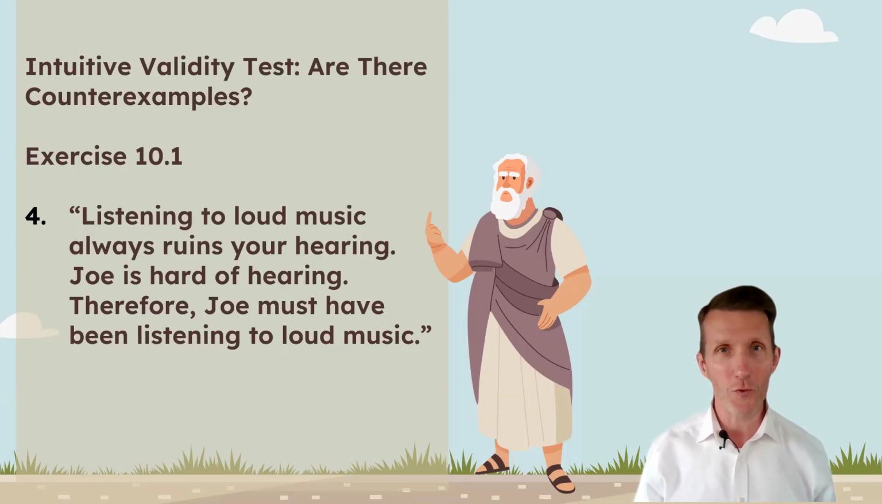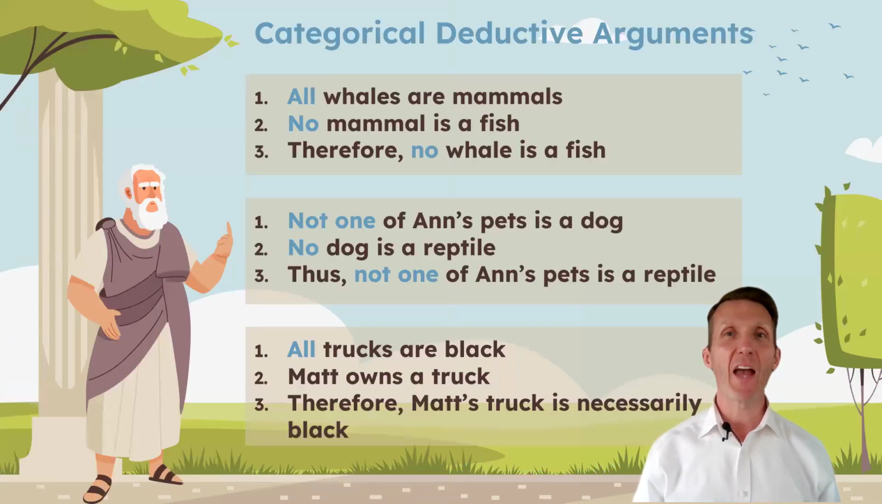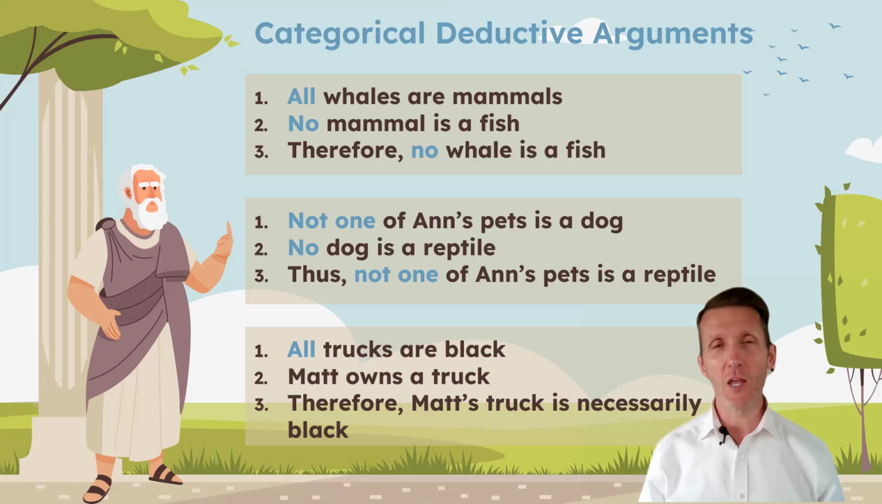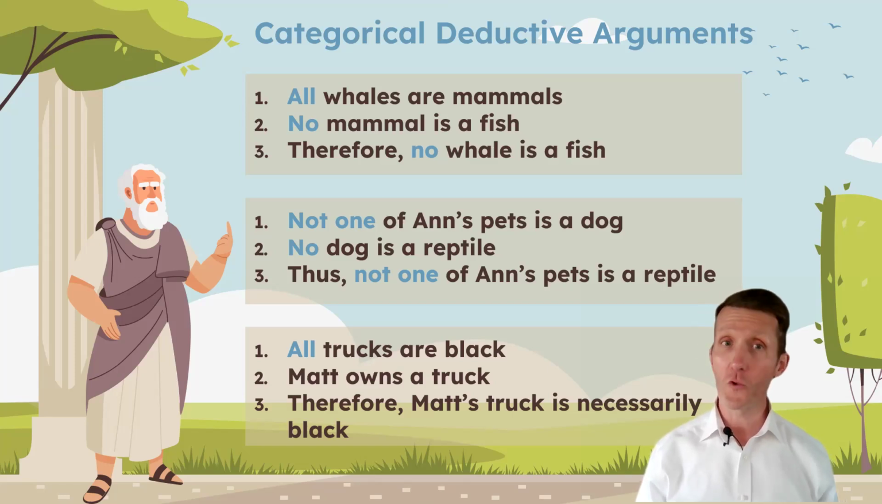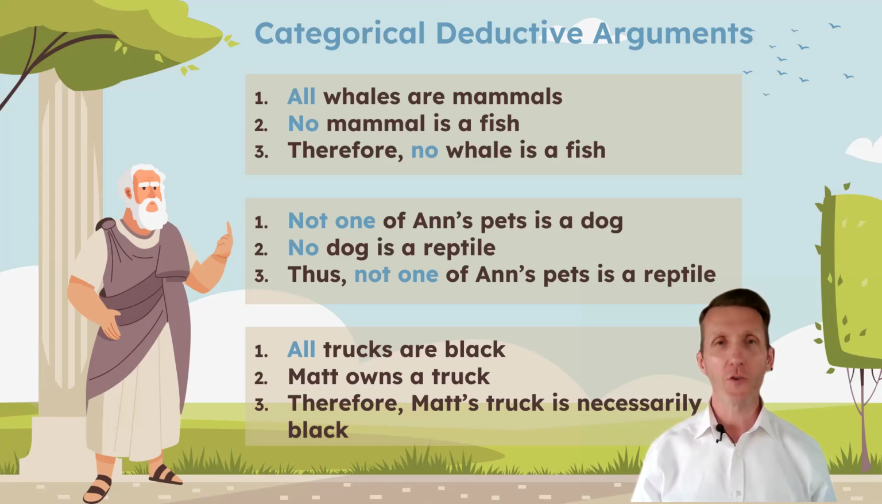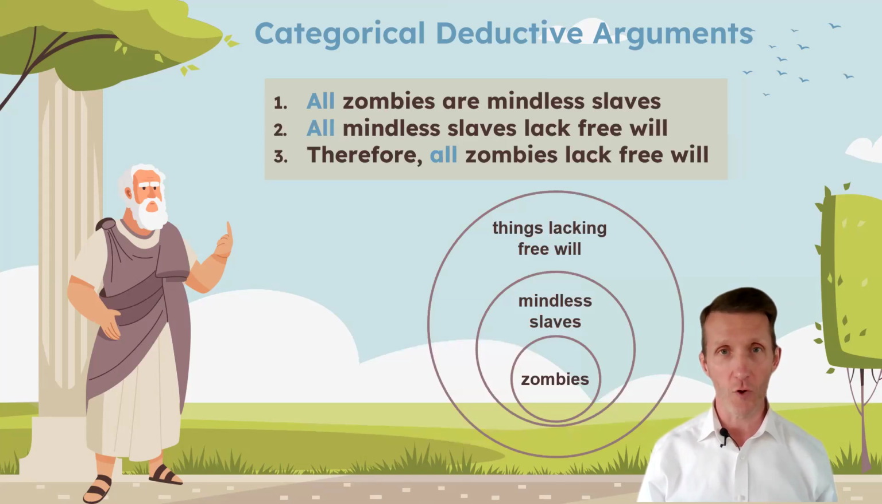Okay, categorical deductive arguments. These are a type of deductive argument. We're going to consider several different types in which you're going to hear about different categories, hence the name. And so you'll see keywords such as all or no or some. And so these are some examples from earlier in the semester. All whales are mammals, no mammals are fish, therefore no whale is a fish. I don't think I called them categorical deductive arguments at the time, but we're going to call them that now because that's what they are. And if you see those highlighted keywords such as all, no, some, etc., then you're talking about categorical deductive arguments.